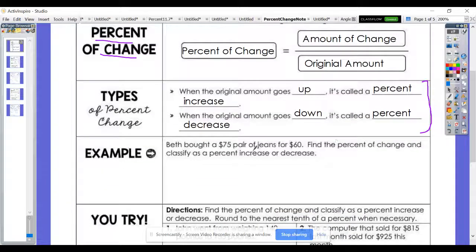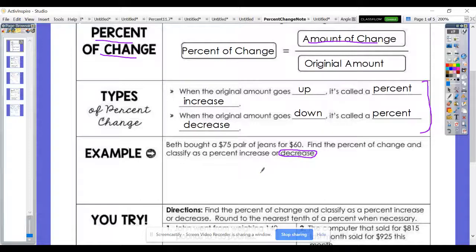So the first one says, Beth bought a $75 pair of jeans for $60. Find the percent of change and classify it as a percent increase or decrease. So right off the bat, we should be able to tell that this is a decrease because the amount of money that Beth is spending originally would have been $75 on these jeans, but it went down to $60. So if I use this little equation that we've got up here, I have to do a little bit of math to find out what this amount of change is.